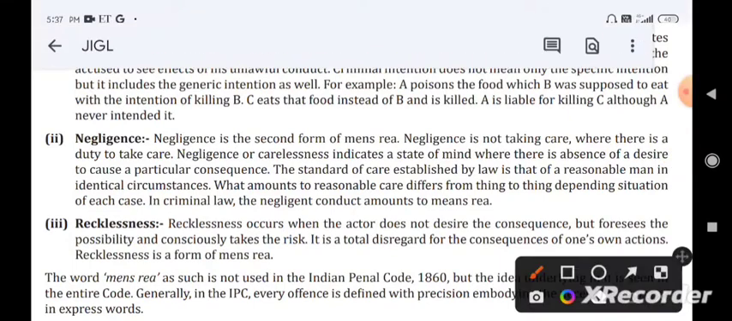Negligence, what is negligence? Negligence is not taking care where there is a duty to take care. What is recklessness?